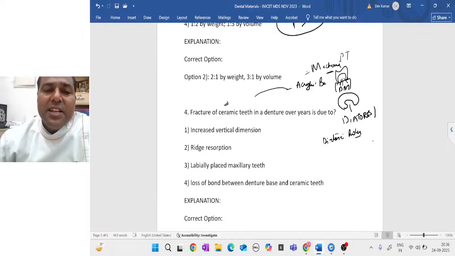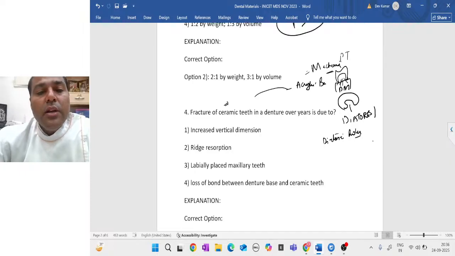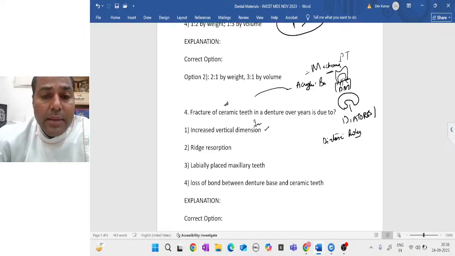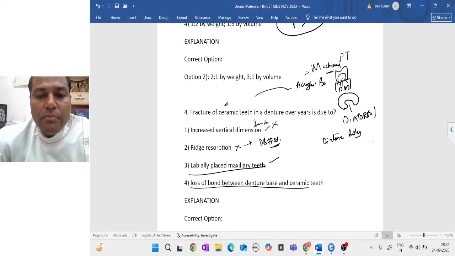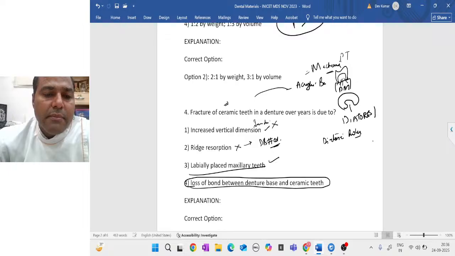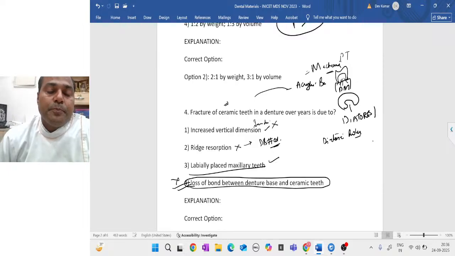तो अगर increased vertical dimension, देखो it might be one of the reasons, but immediate में हो सकता है, over the years it won't happen. So the first option is not there. Ridge resorption पे दांत का फर्क नहीं पड़ेगा, denture base fracture हो सकता है. Labially placed maxillary teeth may or may not be the reason, but the fourth reason, the loss of bond and the brittle nature of porcelain, is the best answer in this case. Best answer.